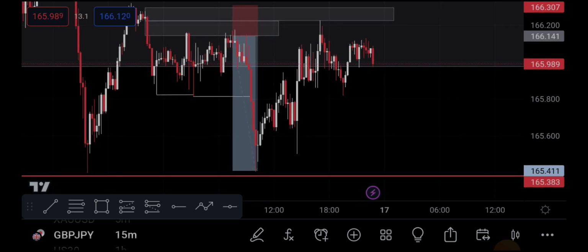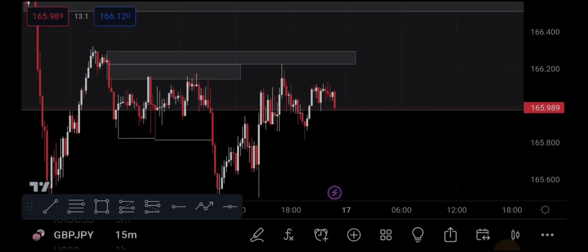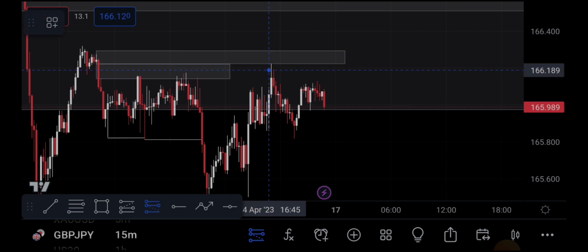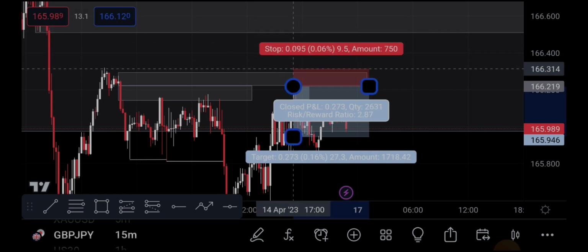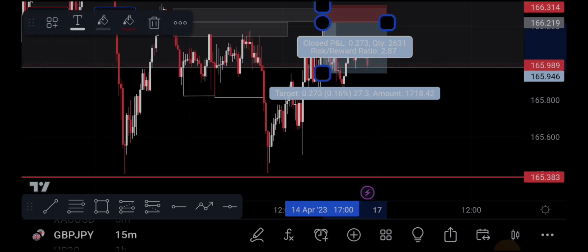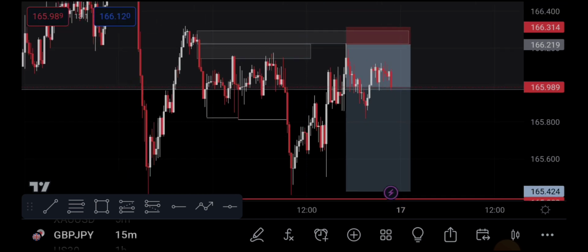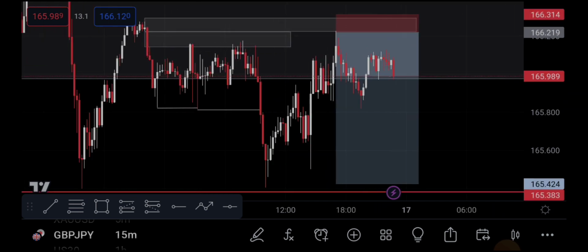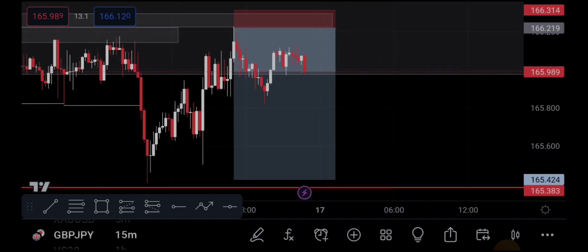But that is not how I enter my trades. Unlike these other traders, I don't enter my trades off the imbalance. I enter my trades off the order block. Then I put my stop above the order block, and then we want to aim for the next low. Bear in mind, I am already in this trade. I did already take this trade. So I am in profit at the moment in this trade.